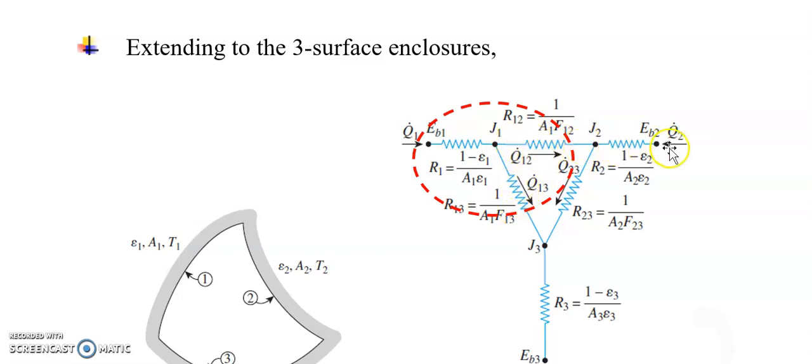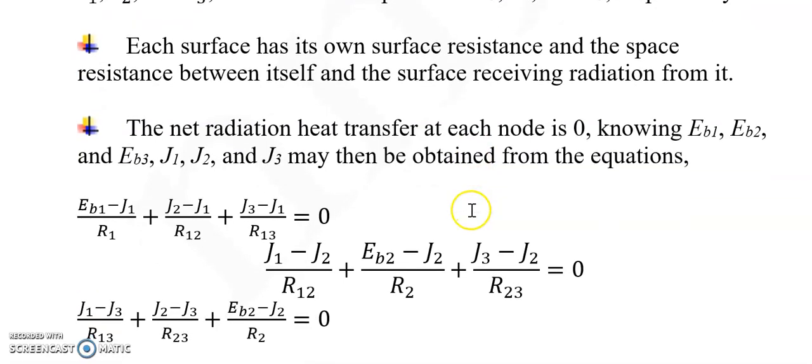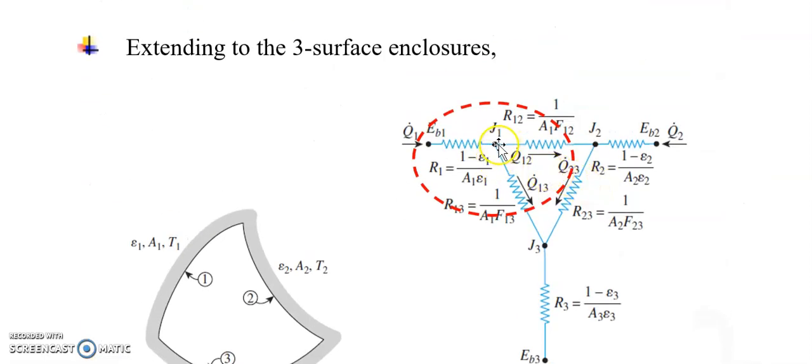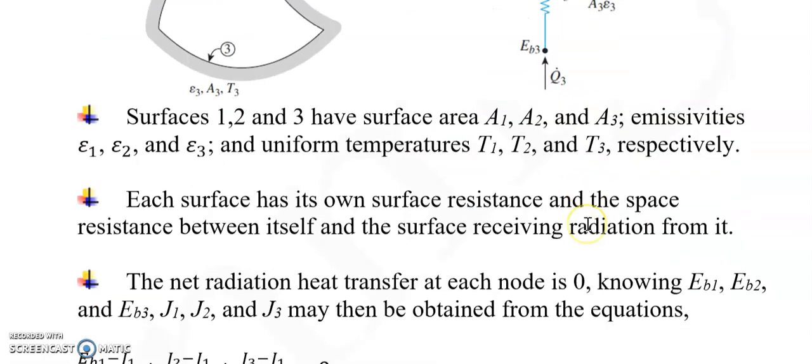If you look at node 2, that is surface 2, the same goes. It has its own surface resistance and the space resistance. So the net radiation heat transfer at each node is 0. At each node, the net is 0. What comes in must equal what comes out. So what comes into this node is through the surface resistance, and what comes out is through the surface resistance.